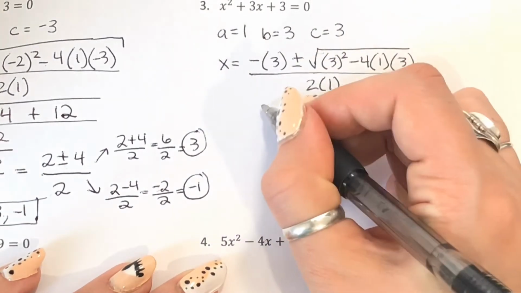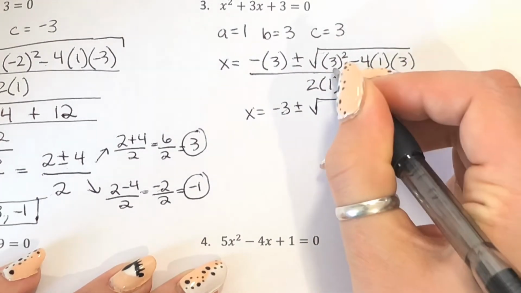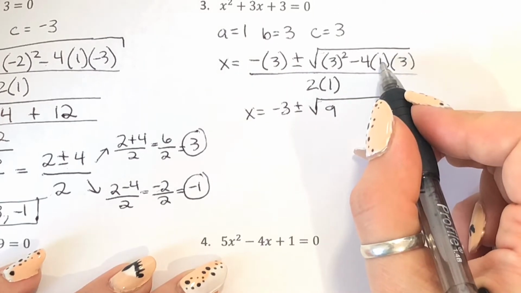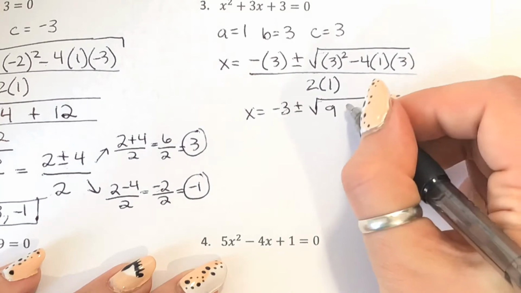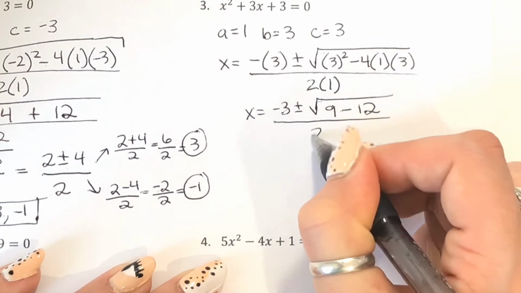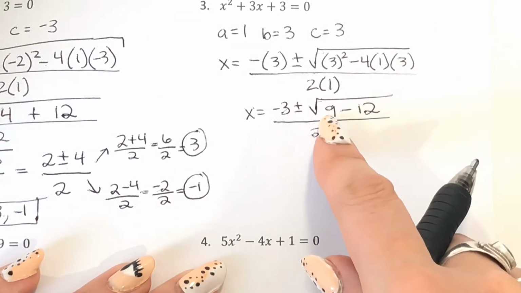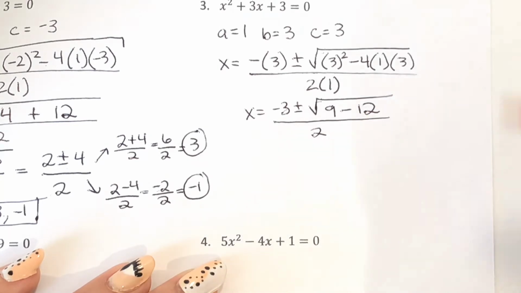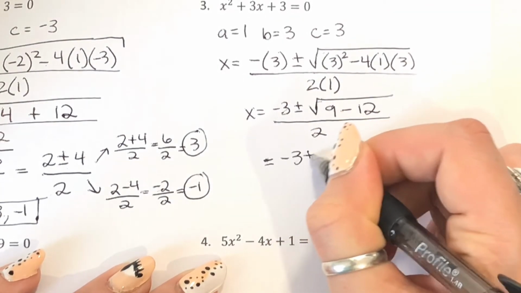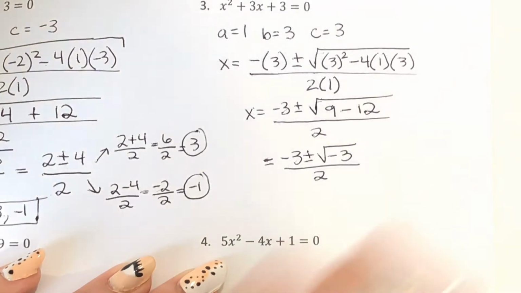So here we just will have a -3 plus or minus the square root. 3 squared is 9. And then -4 times 1 is -4, times 3 is -12, all over 2. So now we can simplify this again. We get 9 subtract 12, which is a -3. So we're going to have -3 plus or minus the square root of -3 over 2.